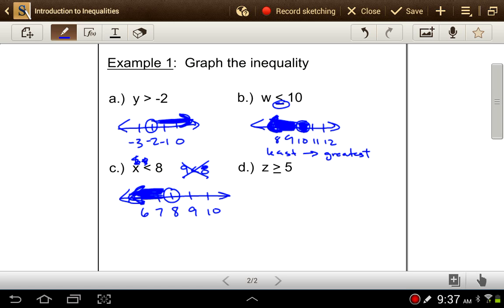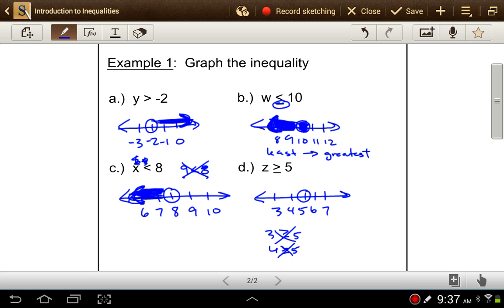Okay, and for D, put a couple tick marks on there. Alright, 3, 4, 5, 6, 7. I'm going to circle 7. Alright, I'm shading in the numbers that make the statement true. So you can try them. Is 3 greater than or equal to 5? False. Don't shade that in. Is 4 greater than or equal to 5? False. Don't shade that in.